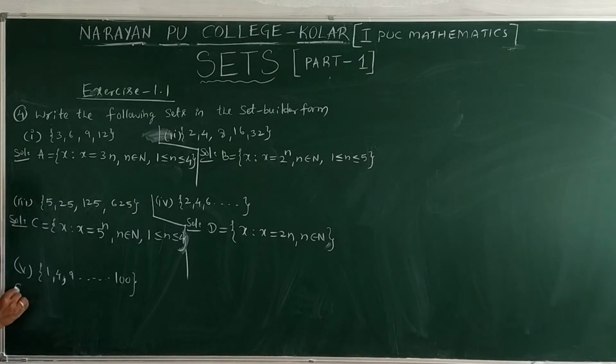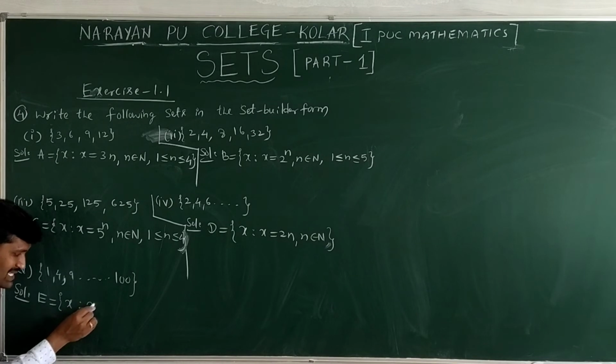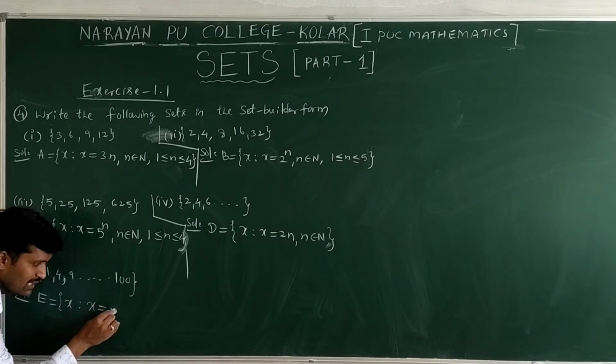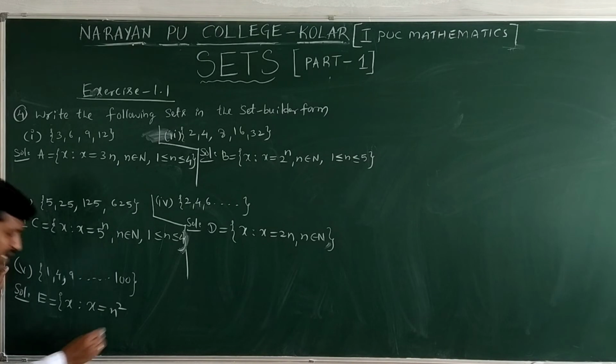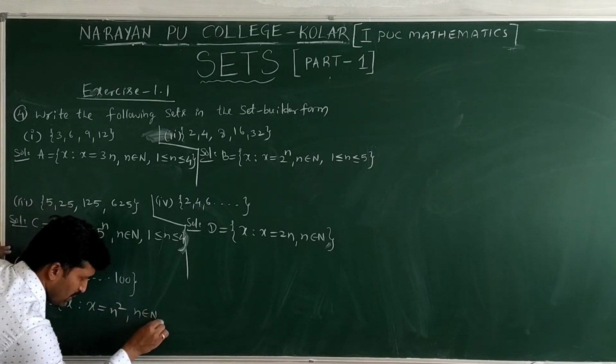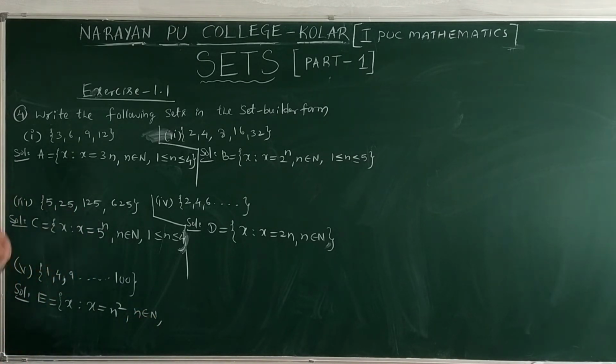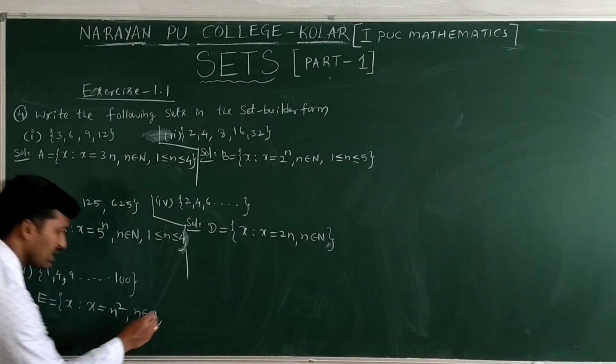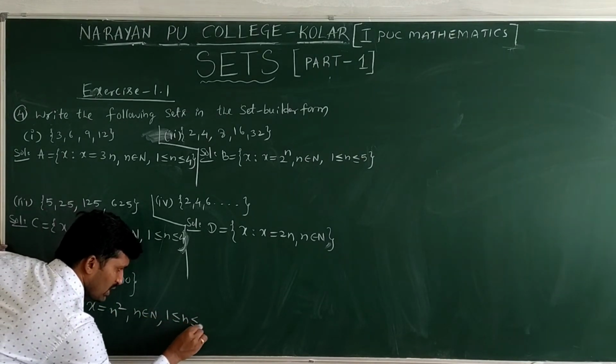Coming to fifth one. Fifth one, 1 square, 2 square, 3 square, like that, 4 square, 100 means 10 square. So here even numbers power square is there. That's why he said set of x elements. This is a collection of elements x. What is x here? It is clearly n square, where n is a natural number, but restricted here from 1 to 10 only, up to 10 square only. That's why n is from 1 to 10.